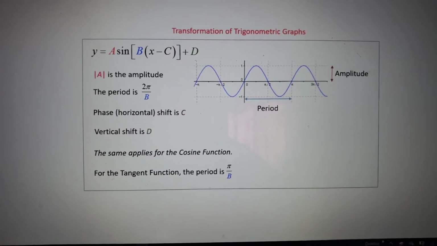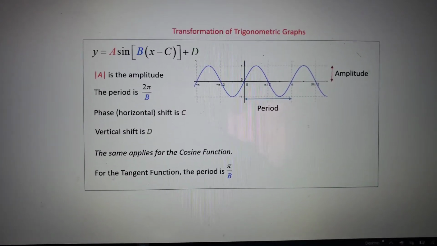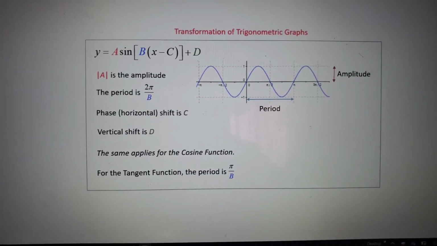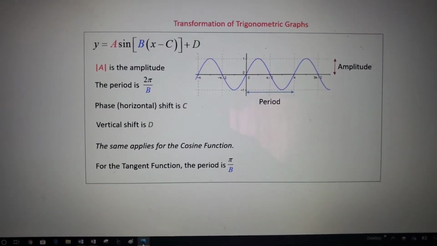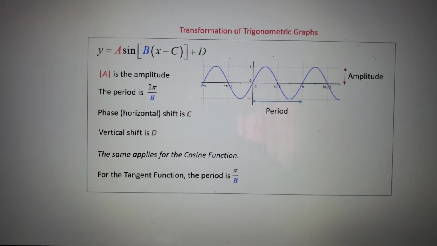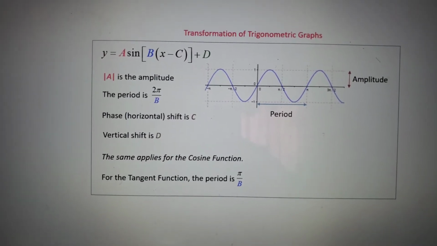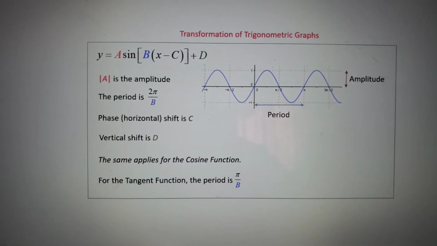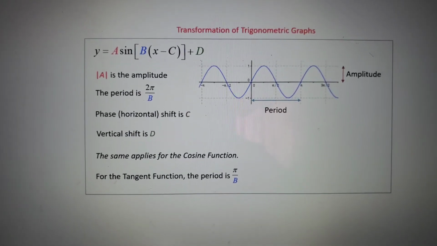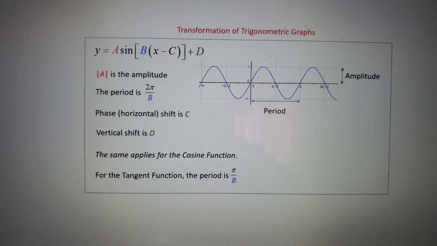So I'm going to explain the different meanings and the different functions of each of these variables of A, B, C, and D. I'll also explain a little bit better the period and the use of B, what they actually mean, and then I'm going to go over some of the actual practice problems. Okay, so let's begin with this.